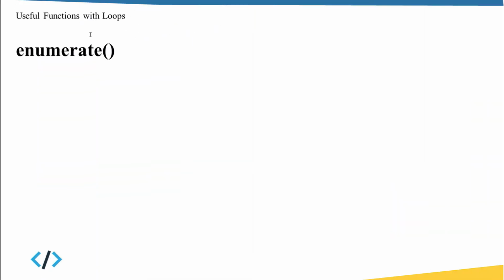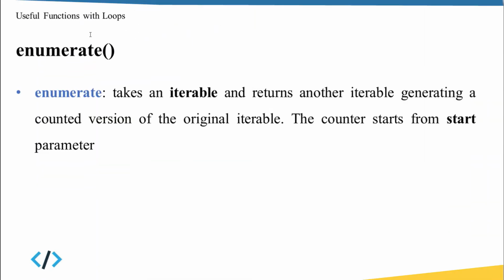Now let's talk about the second function, which is enumerate. Enumerate is a function that takes an iterable. Please refer to the previous lecture in which we talked about iteration, iterable, and iterator. Let's get back now to enumerate. Enumerate is a function that takes an iterable and returns another iterable, generating a counted version of the original iterable. And keep in mind that the counter starts from the start parameter. So we can understand from this definition that enumerate takes two parameters: the iterable and where to start the counter.